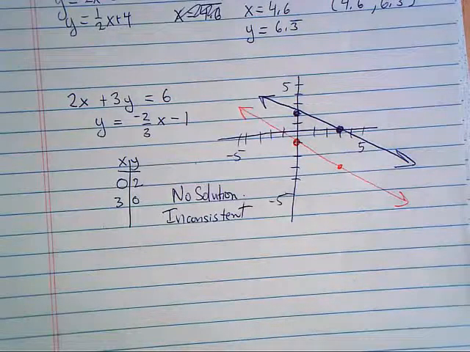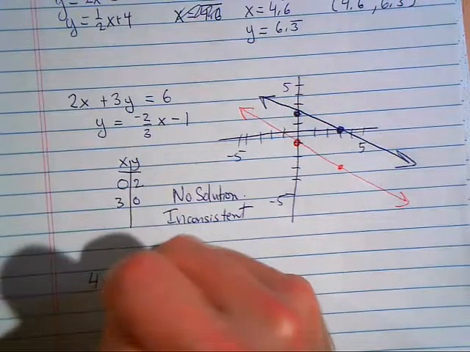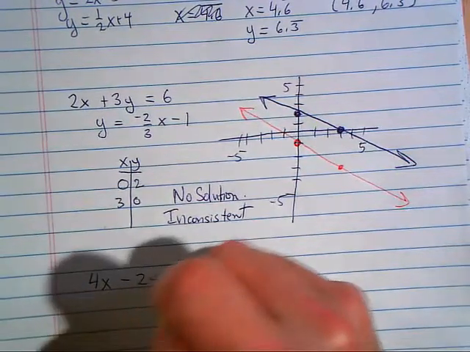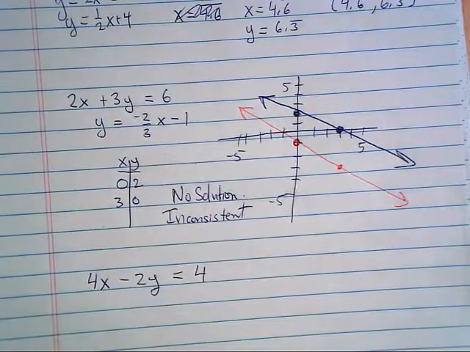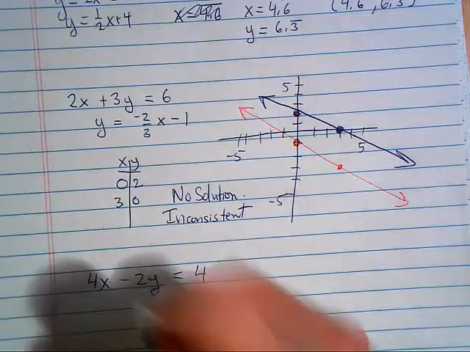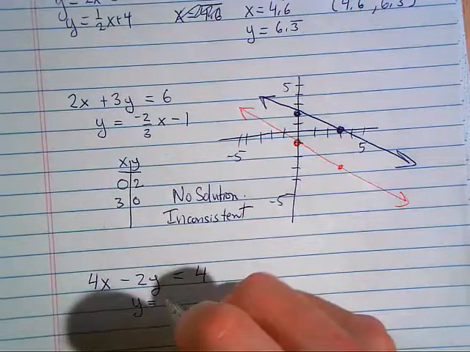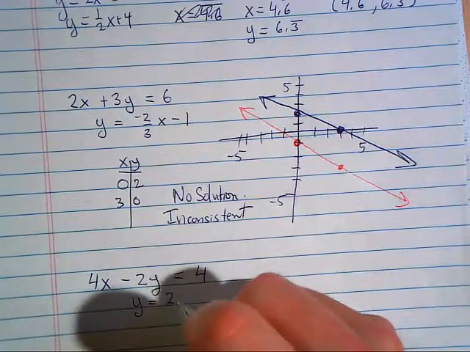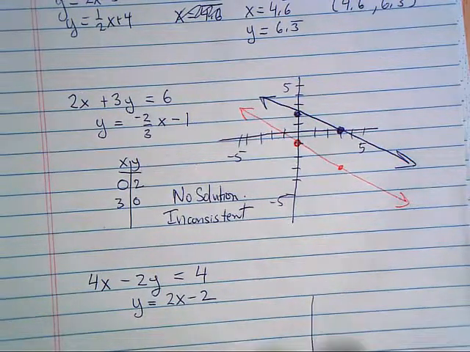Alright, and then the last example. How about 4x minus 2y equals 4, and y equals 2x minus 2. Pretty much the same thing. I would go ahead and graph the first one.